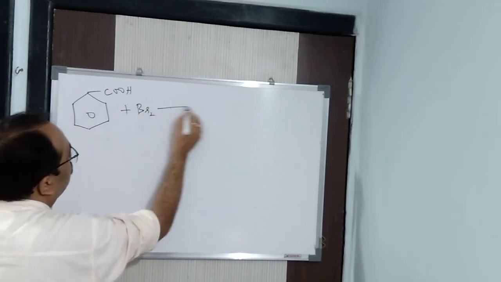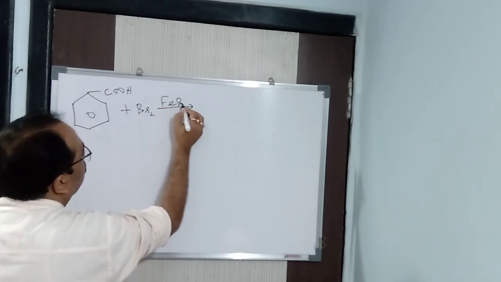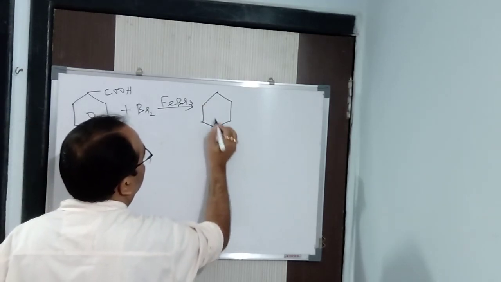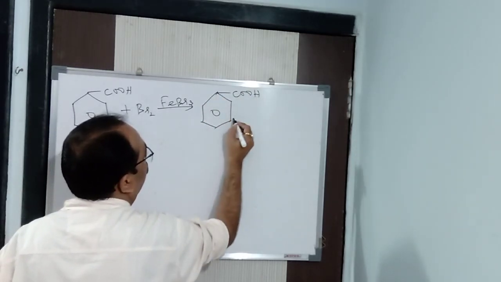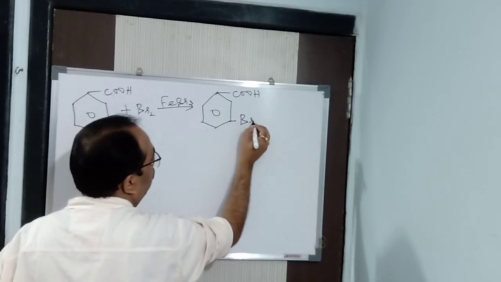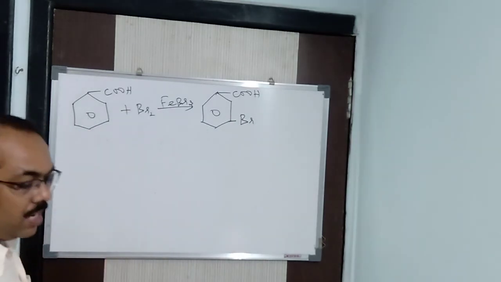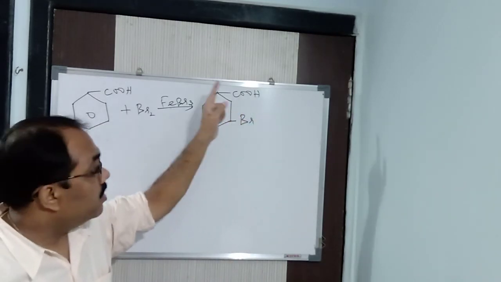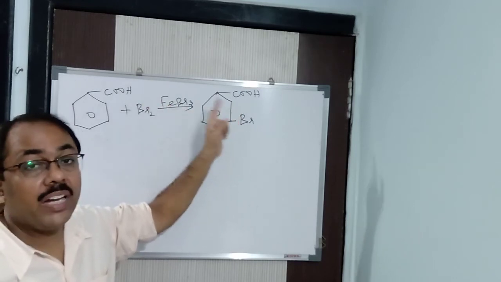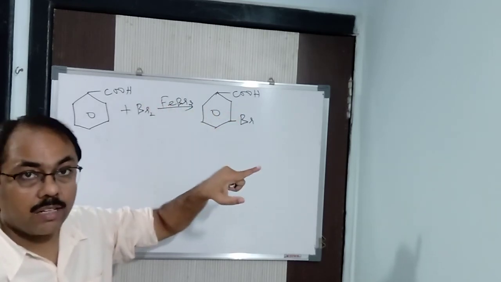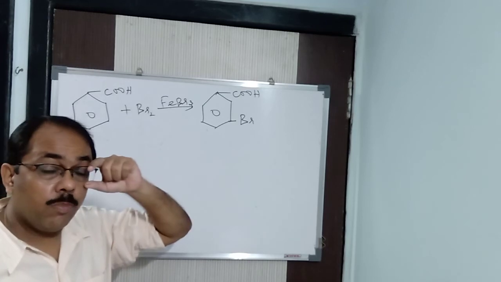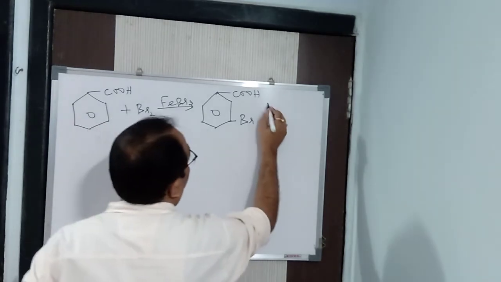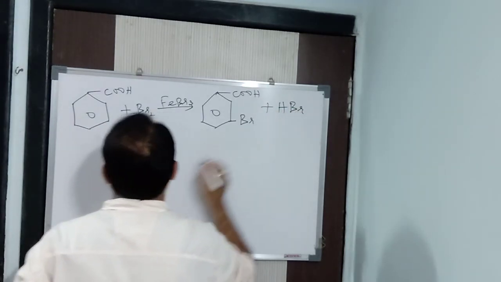Suppose I take Br2 halogen in presence of FeBr3, because FeBr3 will produce the electrophile Br+. The COOH group is an electron withdrawing group. It is a meta director, so the incoming electrophile, Br, will go to the meta position. Electron withdrawing groups are meta directors, you know that, and electron donor groups are ortho para directors. Already these things were told to you earlier. So we will be getting HBr.